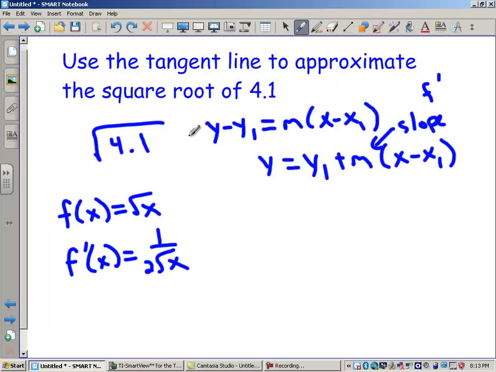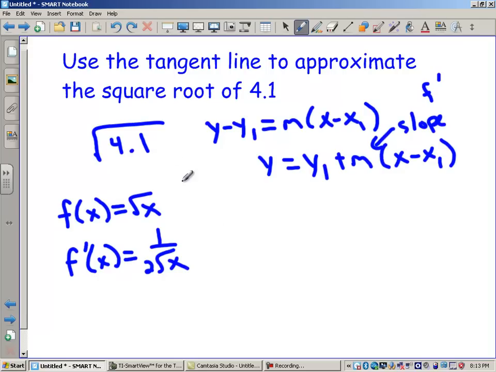Are we going to write this tangent line at the square root of 9? Are we going to write it at 16? What I'm asking is, what x value are we going to use? Now, since we want the square root of 4.1, we need to pick a value for x that's close to the square root of 4.1 that I can actually find the square root of. What I mean is, is there a number close to 4.1 that you know the square root of?